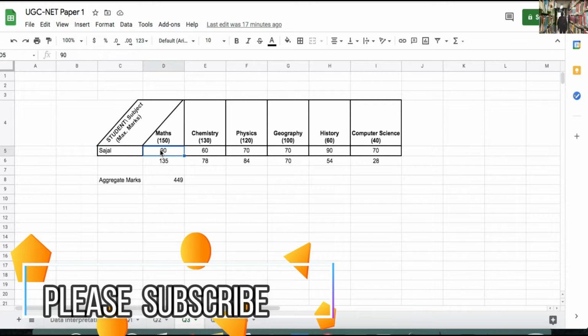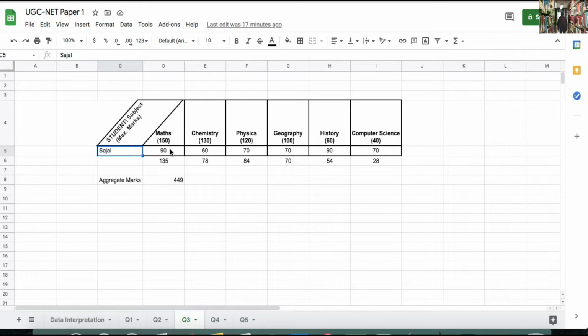So in order to find the aggregate marks, we need to know what was Sajal's score out of 150. So 90% means he scored 135 out of 150. Similarly, in Chemistry, if he is getting 60%, that means he got 78 out of 130. See, I'll show you here. 78 divided by 130 into 100, that comes to 60%. Okay, you have to do all these things manually, so you have to practice. Okay, and it's not that difficult, it's very easy. Same goes with all the subjects.